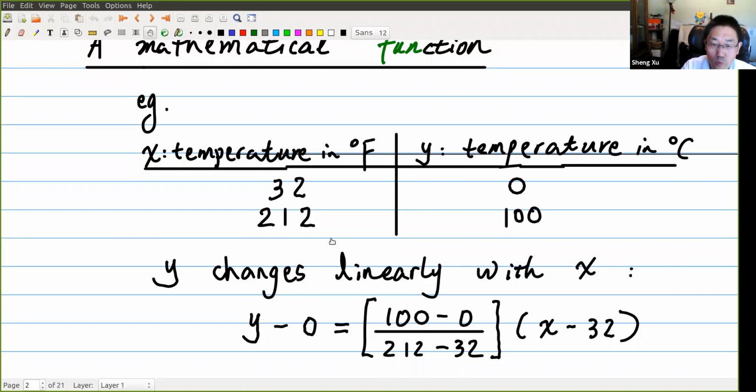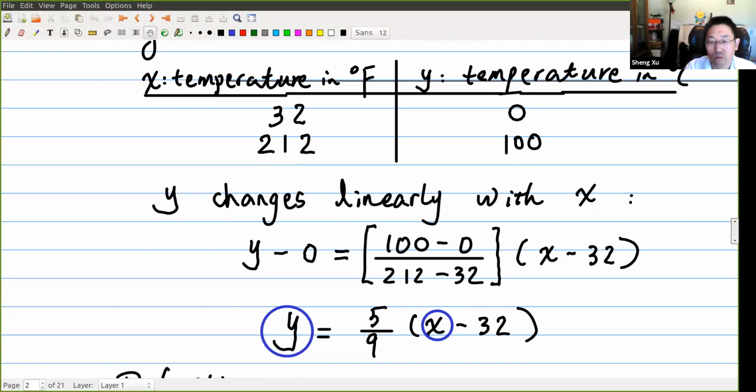You are given 2 points on this line. When X equals 32, Y is equal to 0. When X is equal to 212, Y is equal to 100, right? Then in the last class, we learned that we can write down the equation of this line in the two-point form. The two-point form is easy for this case, because you know 2 points. So this is the equation here.